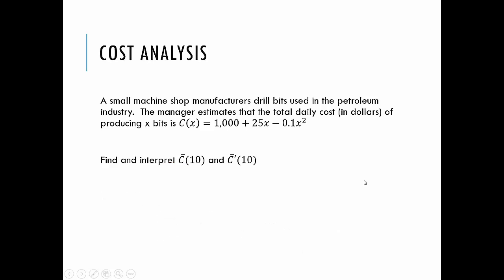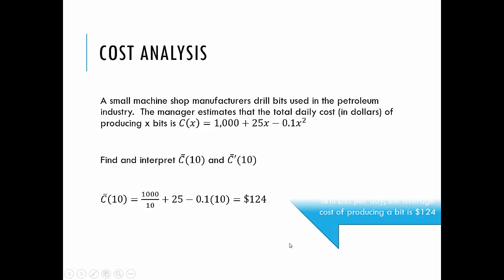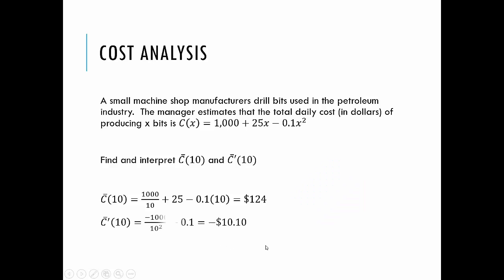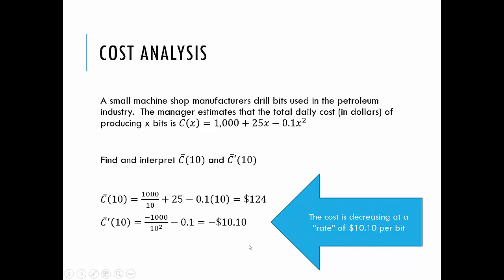Well, let's do something with this. Let's plug in 10, so producing 10 bits, and see what this means. If I plug into my average cost, this tells me that at a production level of 10 drill bits per day, because this is given to me up here, the average cost of producing a bit is $124. If I look at my marginal, this says the cost is decreasing at a rate of $10.10 per bit.